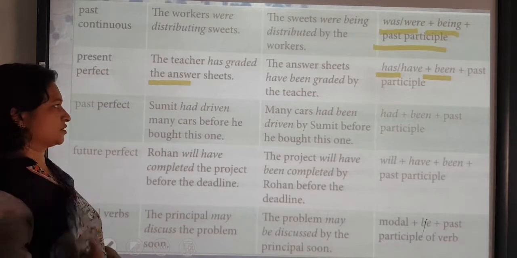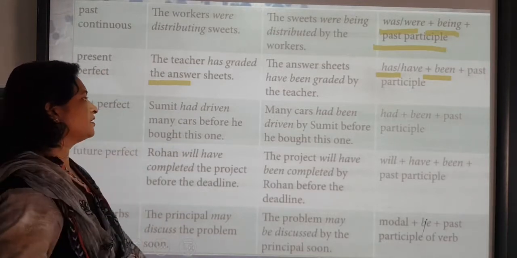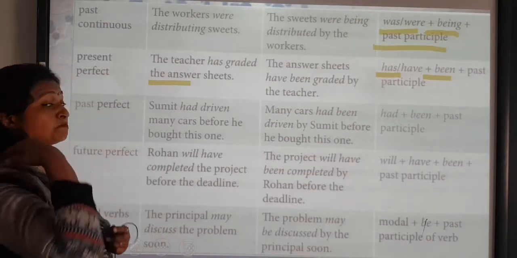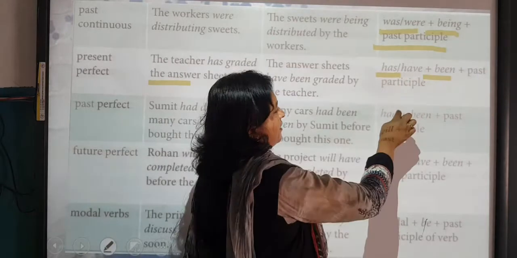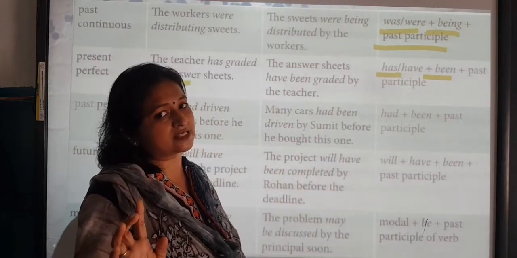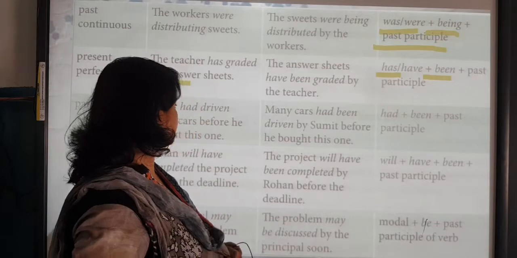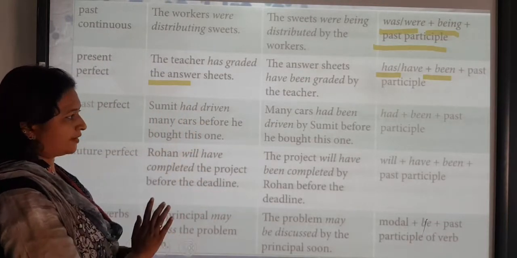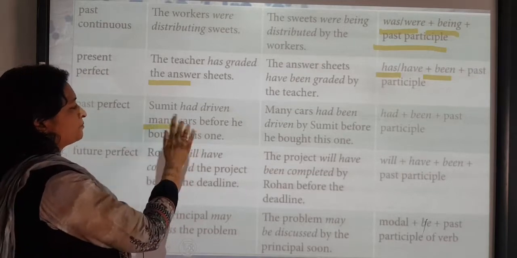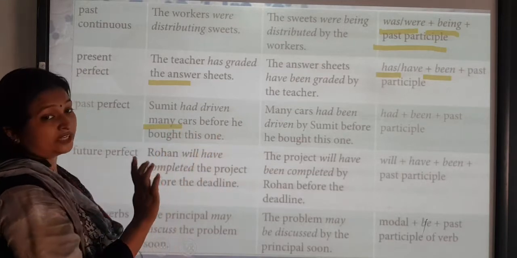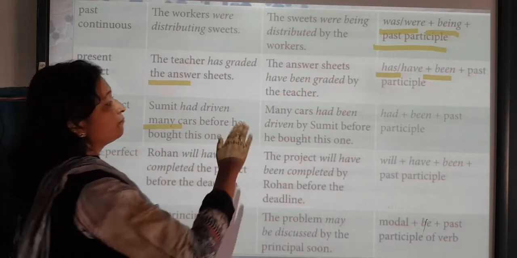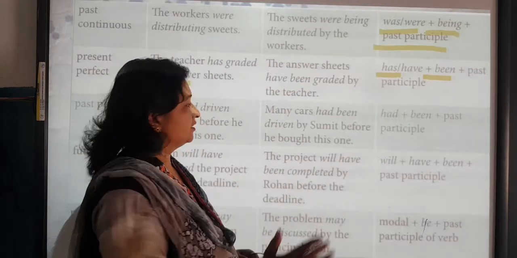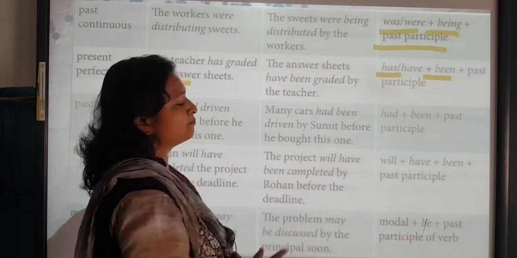Past perfect. Sumit had driven many cars before he bought this one. Now what is this? Past perfect. तो has और have की जगह had डालना है तो हमें पता चल जाएगा this sentence is in past perfect. Now what is the object? Many cars. ये तो just a phrase है. Before he bought this one. Many cars had been driven. Drive, drove, driven. Driven by Sumit before he bought this one.